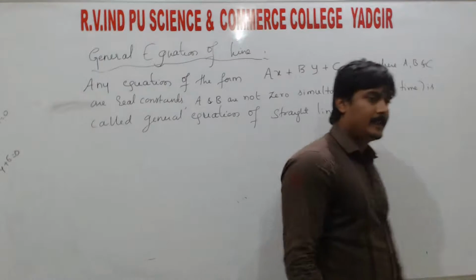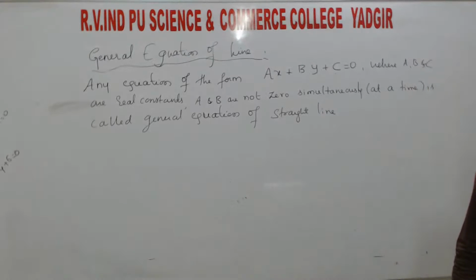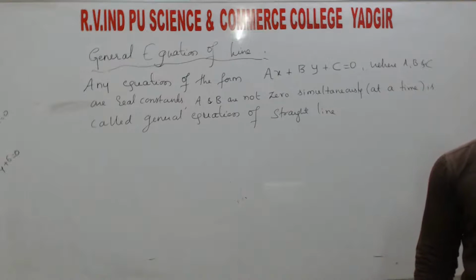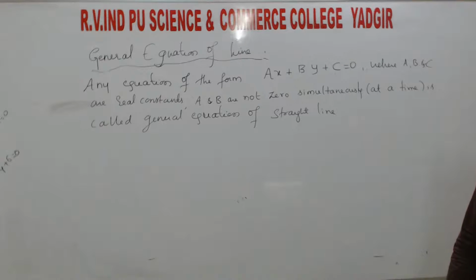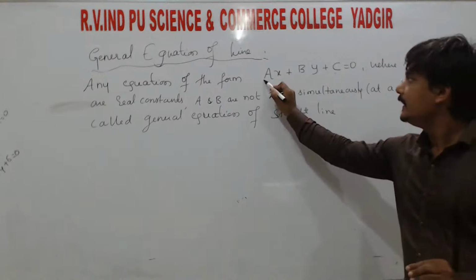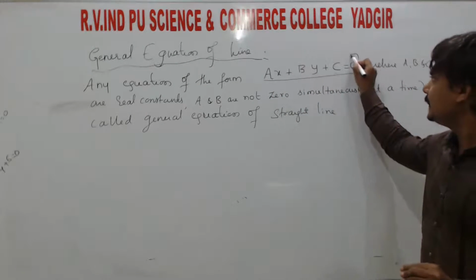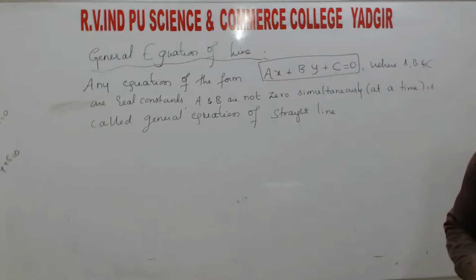Okay. Is that clear? So what is the general equation of a straight line? The general equation of a straight line is ax plus by plus c equal to 0. There are some conditions, children, that you need to remember. What are those conditions?